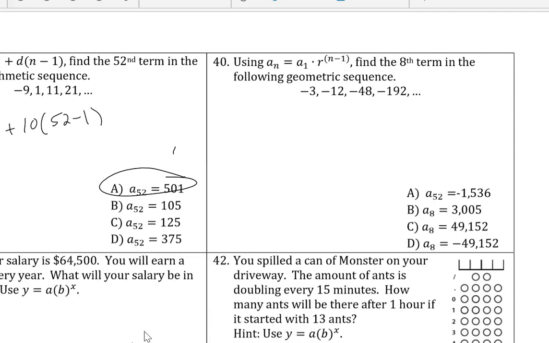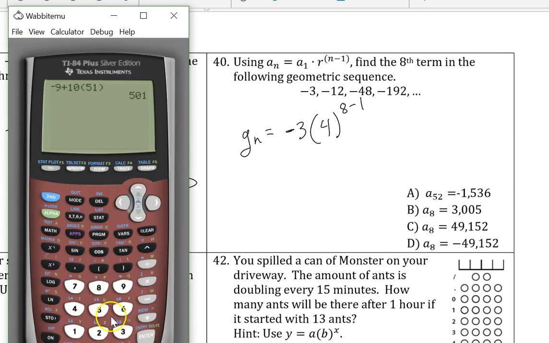Geometric sequence, find the 8th term. So here I have, and they used A instead of G, but I'm just going to keep using G because that's what I taught it to, was for geometric. So I got -3. If I find the common ratio here, it's going by 4. And then we want 8 minus 1. So let's go ahead and plug in our -3 times 4 up to the 7. And we see our answer is D.